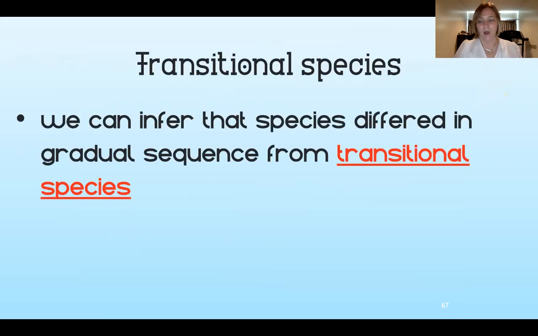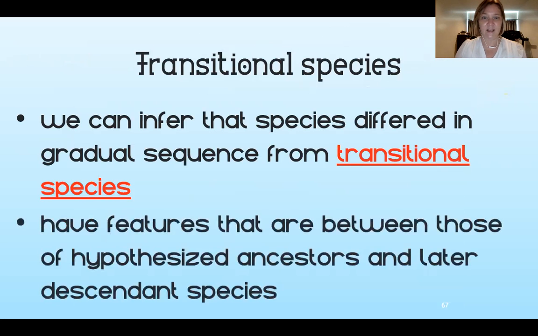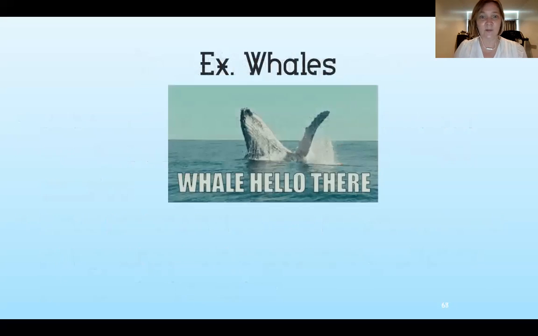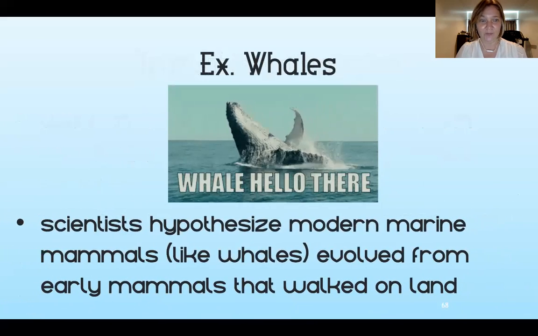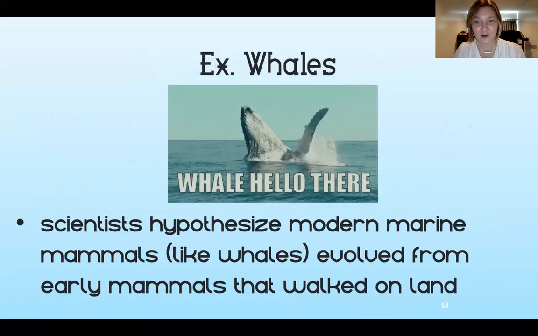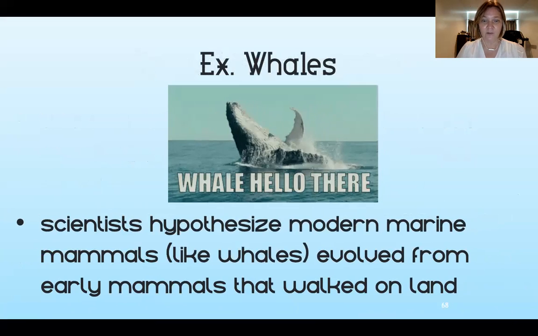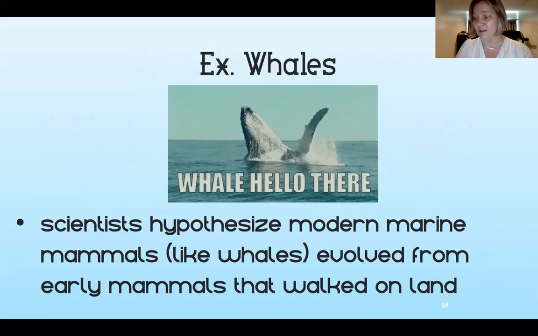A lot of times when you have very distinct species in the strata, you will find that there are many in-between species that are between the living species and the older fossils. We call these transitional species. These have features that are between those of hypothesized ancestors and later descendant species. For example, whales. Scientists hypothesize that modern marine mammals, like whales, evolved from early mammals that walked on land.